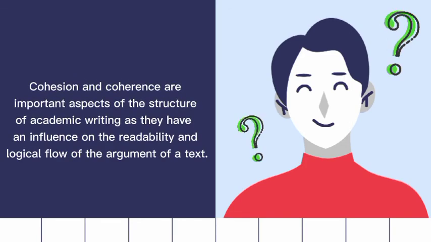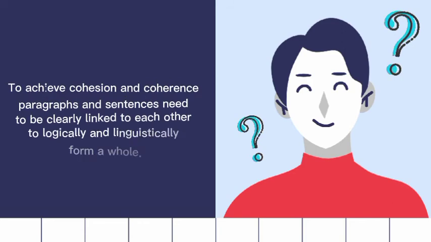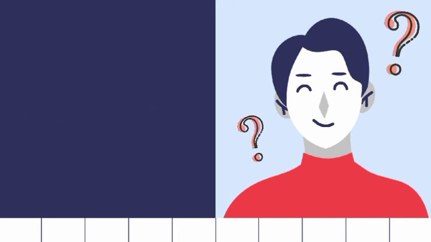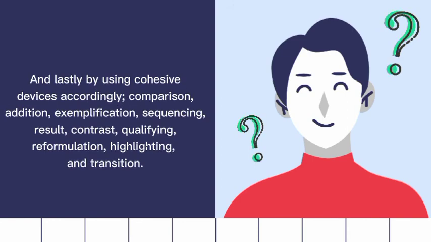Cohesion and coherence are important aspects of the structure of academic writing as they have an influence on the readability and logical flow of the argument of a text. To achieve cohesion and coherence, paragraphs and sentences need to be clearly linked to each other to logically and linguistically form a whole. And lastly, by using cohesive devices: accordingly, comparison, addition, exemplification, sequencing, result, contrast, qualifying, reformulation, highlighting, and transition.